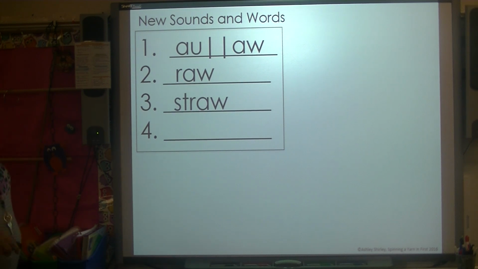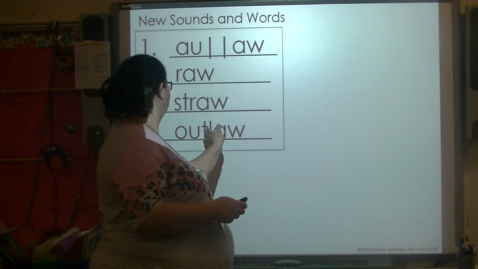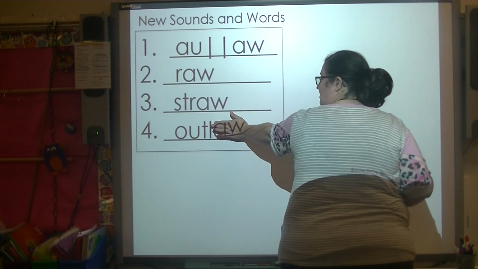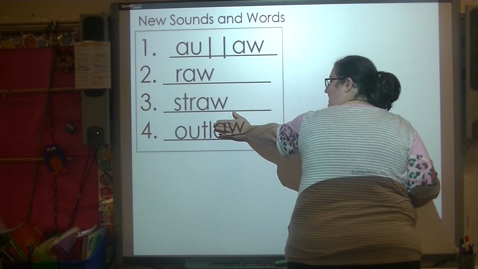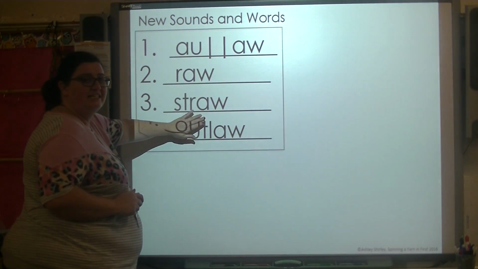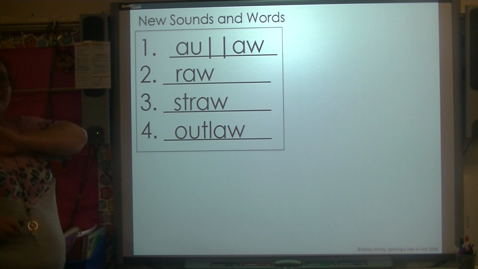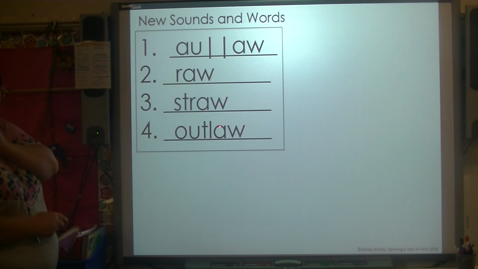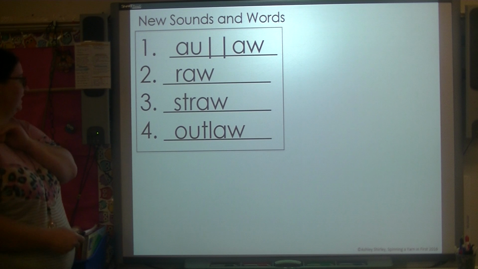Okay, let's spell it. Outlaw. All right, first part, out. O-U-T. Law. L-A-W. Let's put that compound word together. Outlaw. Spell it together. O-U-T. L-A-W. Outlaw.